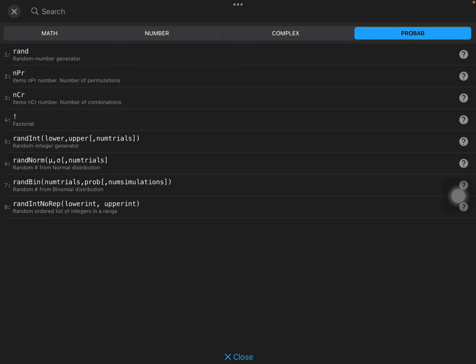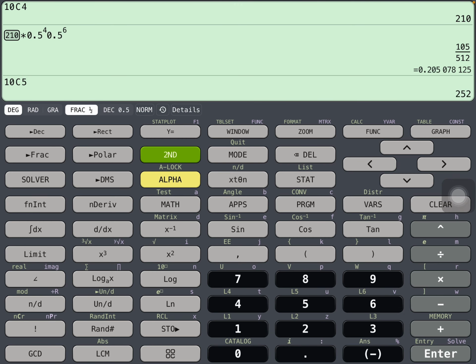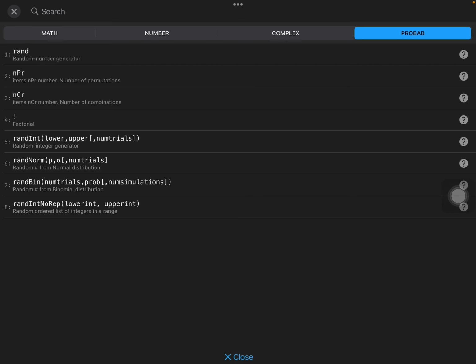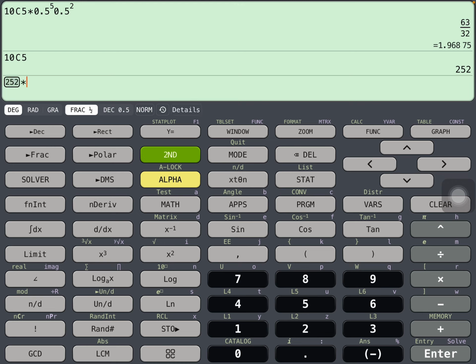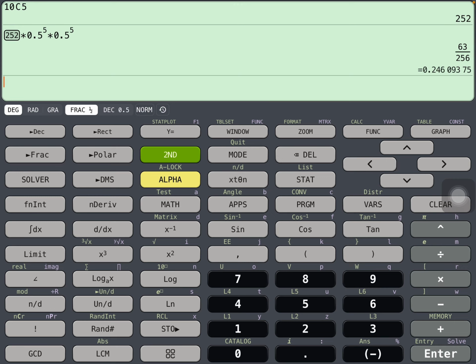times 0.5 to the 5th times, arrow over, 0.5 to the 5th, let's do it again. 10 choose 5, it gives us 252. We're going to multiply that by 0.5 raised to the 5th, so success 5 times, and then multiplied by, again, failure 5 times. And that's a 24% chance.